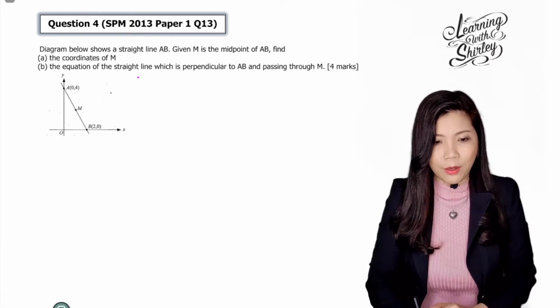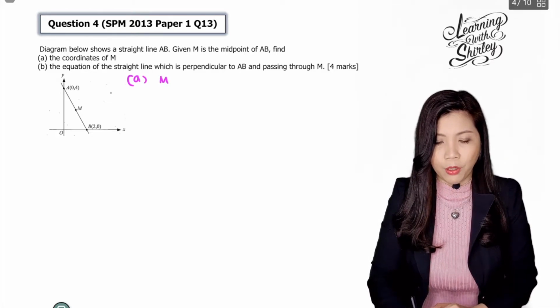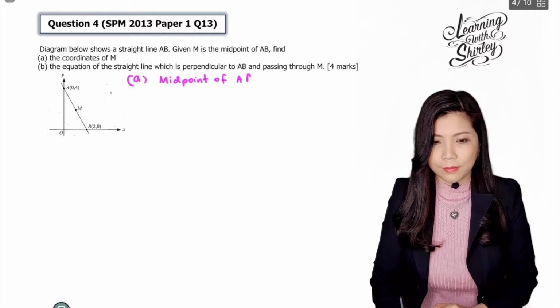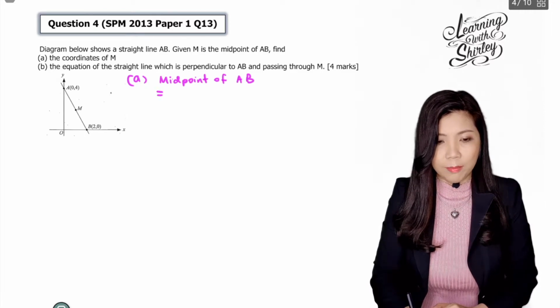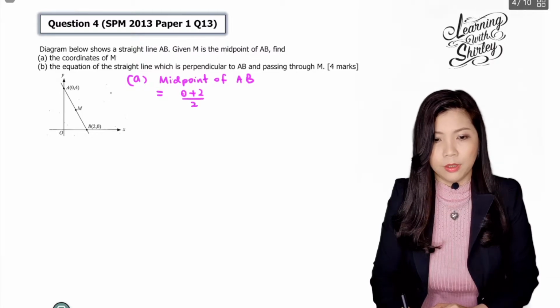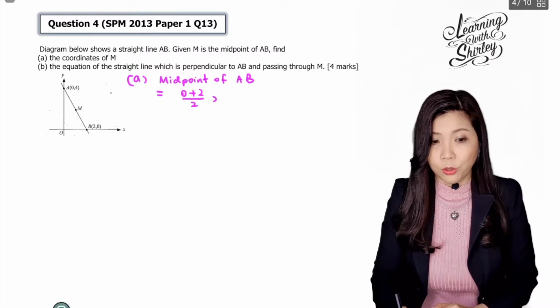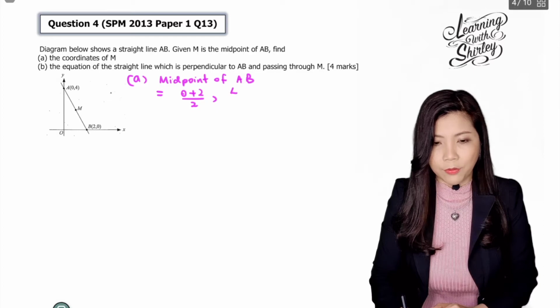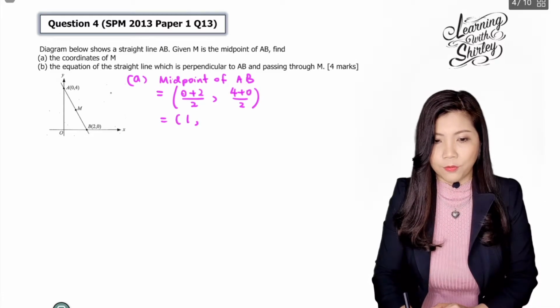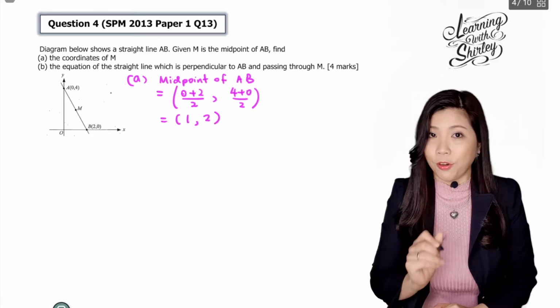So first I need to find the midpoint. Okay, so the midpoint of AB. I'm going to use (x1 plus x2) over 2, which is (0 plus 2) over 2, and then (y1 plus y2) over 2, that will be (4 plus 0) over 2. Okay, so 2 over 2 is 1, then 4 divided by 2 is 2. So that's the answer for A.